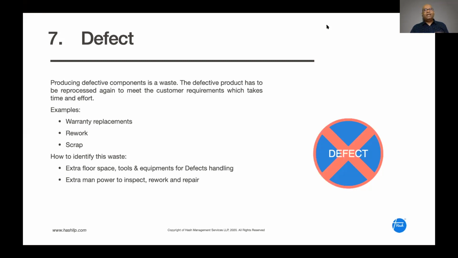So any defect, sometimes we can do rework, sometimes it cannot be reworked also. But the thing is, our focus should be to do it right the first time. That should be our focus. So the 7th waste is defects.